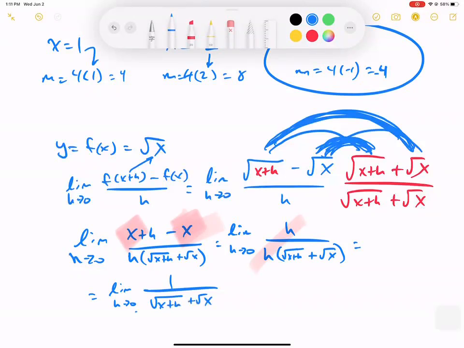Now, here's our last step. We're going to plug in the 0, because we want those 2 points to be 0 spaces apart. And now when we plug in the 0, we have no problem. We're not going to be divided by 0 anymore. We get 1 over 2 square root of x.